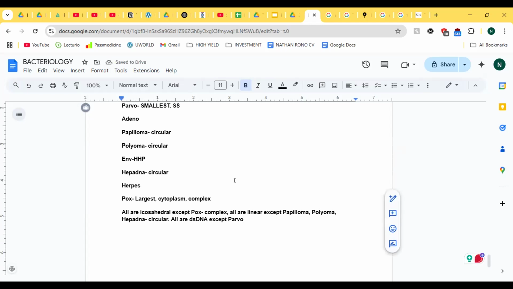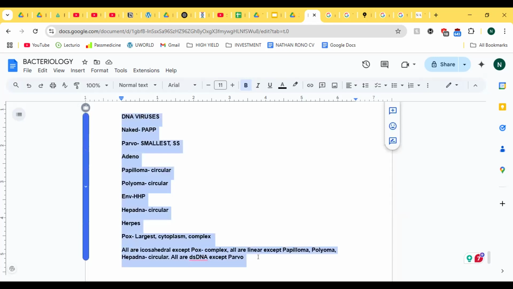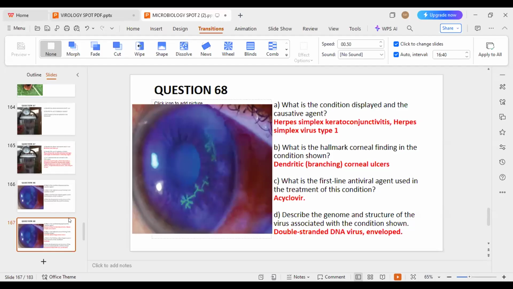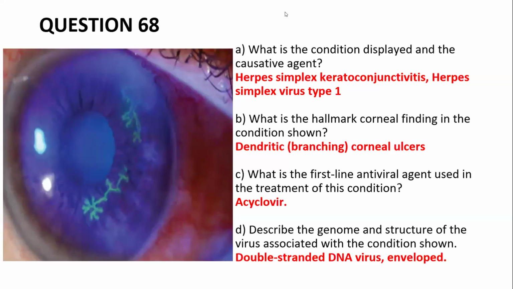Hope that's clear. Let me copy paste this. So this is something you have to know because it forms a basis of answering questions. Okay. Now, in terms of shape, genome, structure, you should not have an issue with DNA viruses. Clear? Any question there?